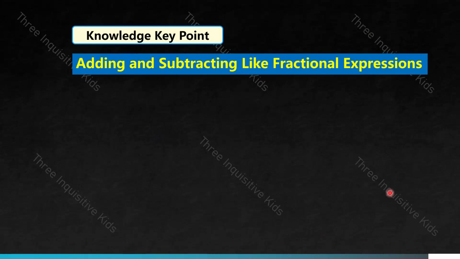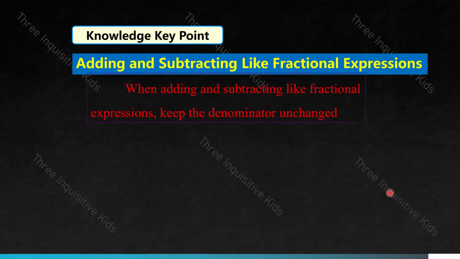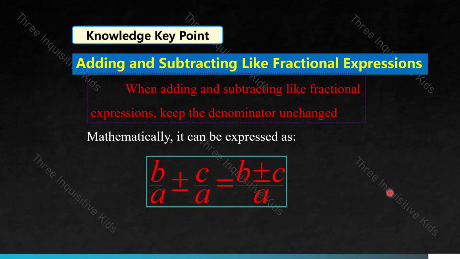Knowledge key point: adding and subtracting like fractional expressions. When we add and subtract like fractional expressions, we need to keep the denominator unchanged. Mathematically, we can write it as b over a plus or minus c over a is equal to b plus or minus c over a.